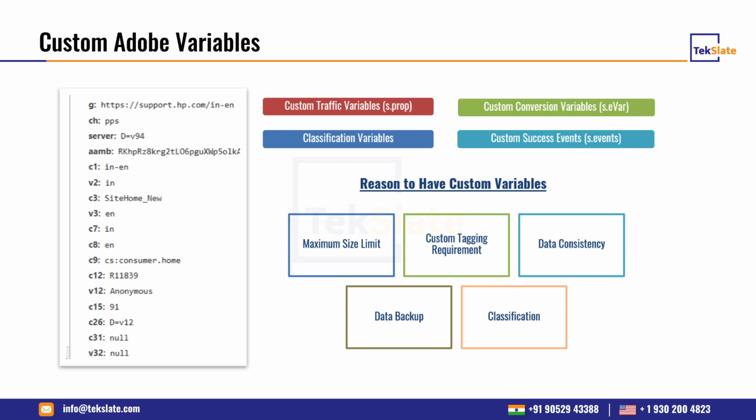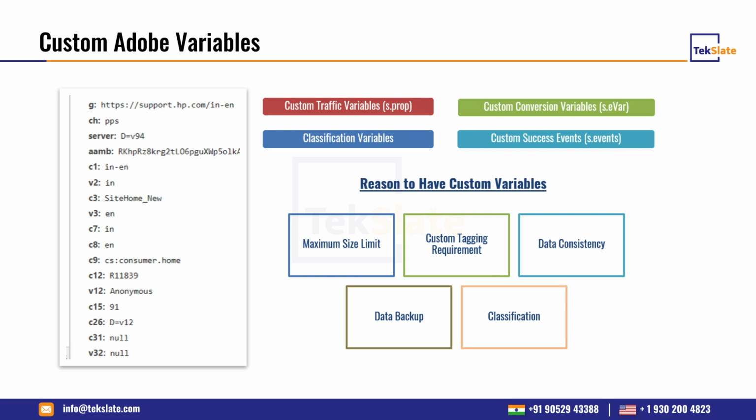Some we call custom traffic variables, or we term them s.prop, because that's how we denote custom traffic variables. Then come the custom conversion variables, which we denote as s.eVar. When I talk, I'll be using names like prop and eVar, but when I say eVar, I mean custom conversion variables. Then come classification variables, then the custom success events, which attribute to the custom conversion variables, or eVars.